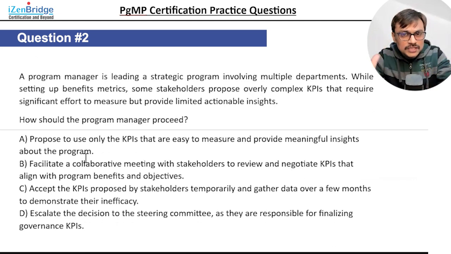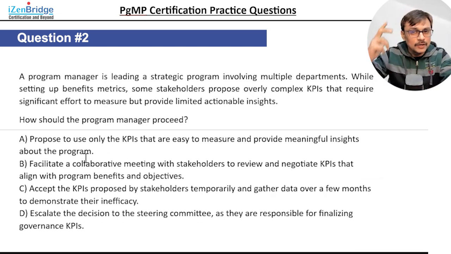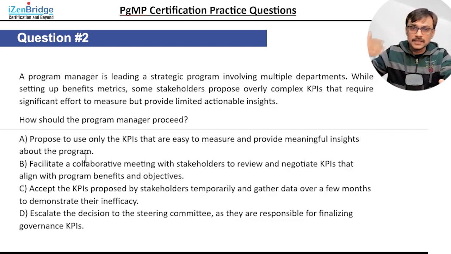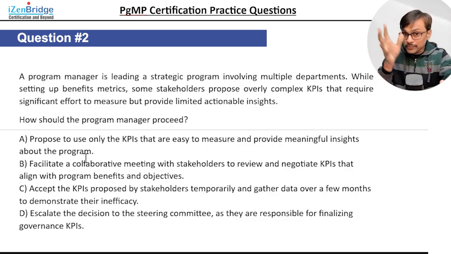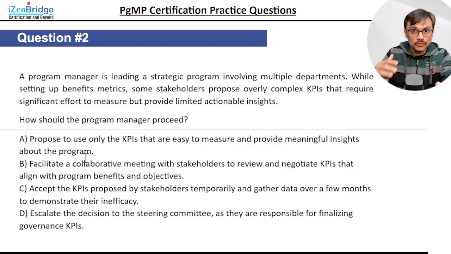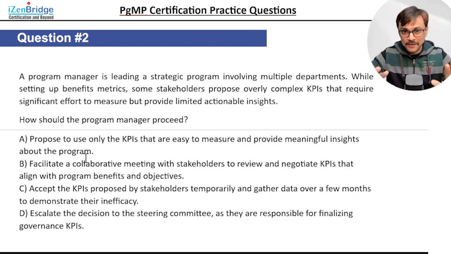Stakeholders want to see the effectiveness and find out what is going on in the user's mind, and they propose something: this is how we can measure it. But the whole process of measuring is more time consuming than the benefit we get from that measurement. For me, it's a familiar situation, that's why I created this question. So how should the program manager proceed? Yeah, the situation is clear. We need to see how we proceed.